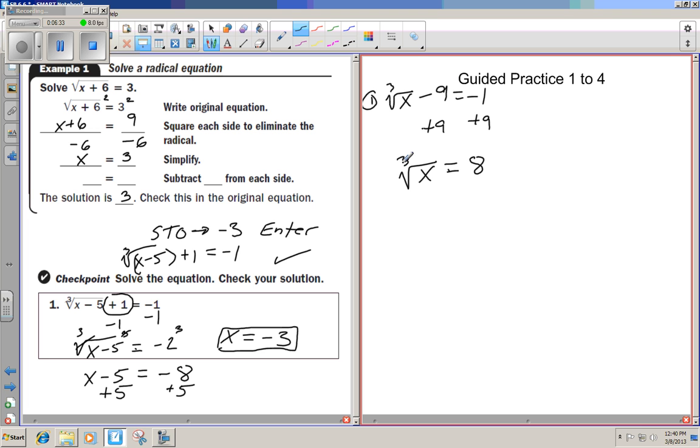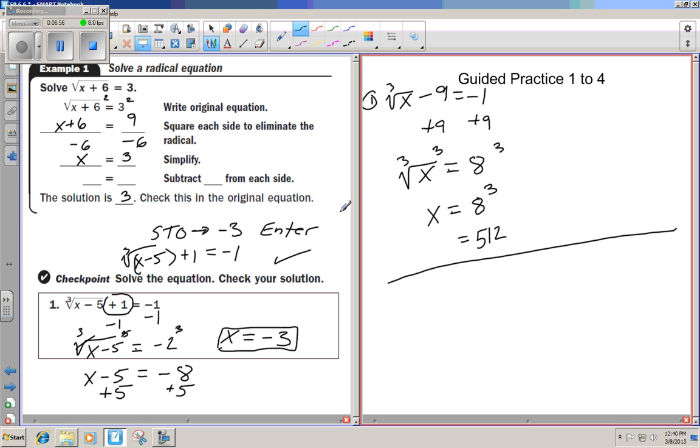All right, how do you now get rid of a cube root? You raise it to the same power. So x equals 8 to the third power, and 8 to the third power ends up equaling 512. That's guided practice number 1.